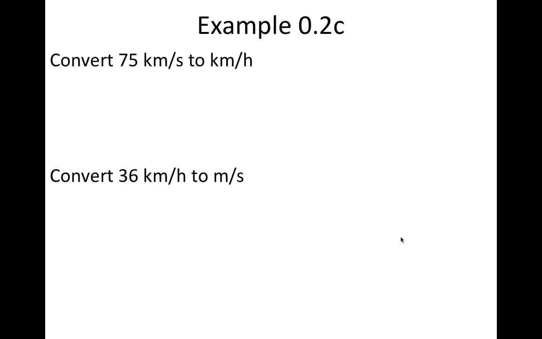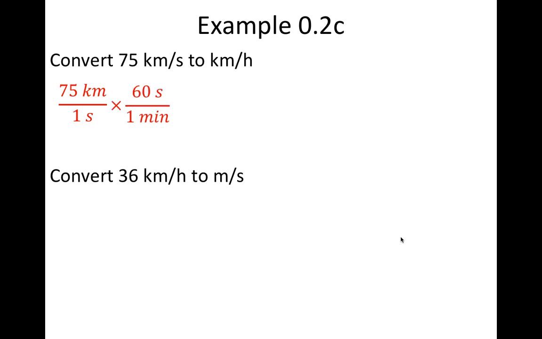In these last examples, I'm going to show you how to convert derived units, units that look like a fraction. To convert 75 kilometers per second to kilometers per hour, all I'm doing is changing the denominator from seconds to hours. When you're converting derived units, it's very, very helpful to write the measurement to be converted like a fraction. That helps you set up your factor fraction.